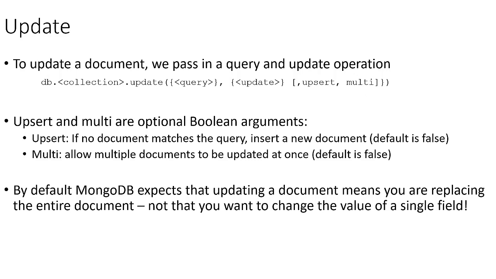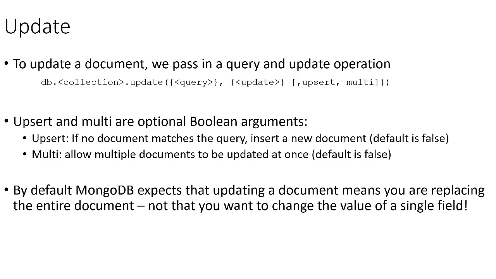So what upsert means is if there is no document that matches the object you passed in for query, the update is going to insert a new document. The default, if you don't specify anything for upsert, is false. And multi tells MongoDB that we want to update multiple documents at the same time. If you don't specify true for multi, then it's going to only update the first document it finds. It's not going to update more than one document.